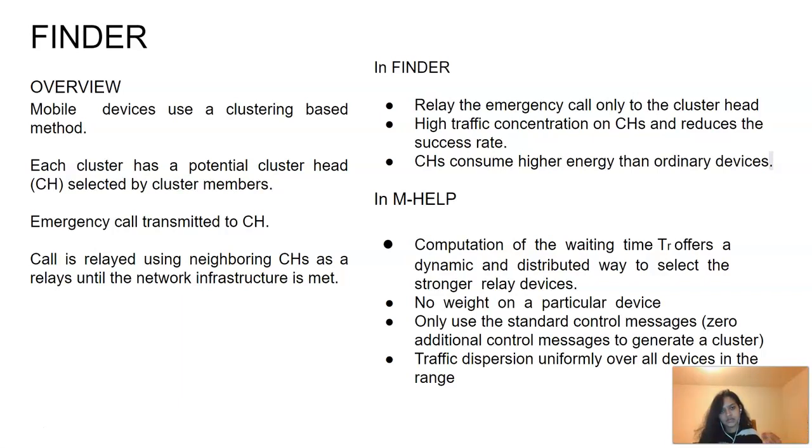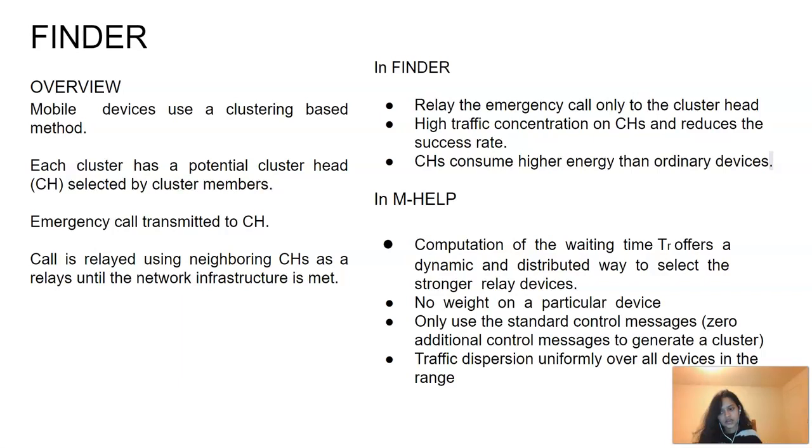So when we compare the Finder algorithm and the mHelp algorithm, the control messages in the Finder algorithm are higher than mHelp. The reason is in Finder they create clusters and pick a cluster head using additional control messages. In mHelp, only the standard control messages used for D2D communication are used. So additional clustering or additional control messages are not used for mHelp.